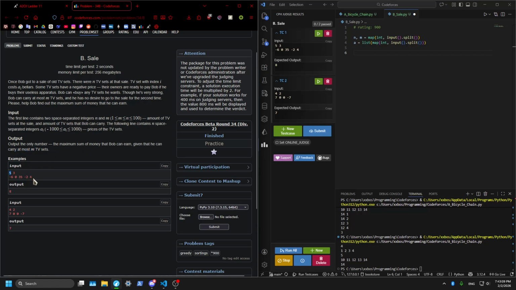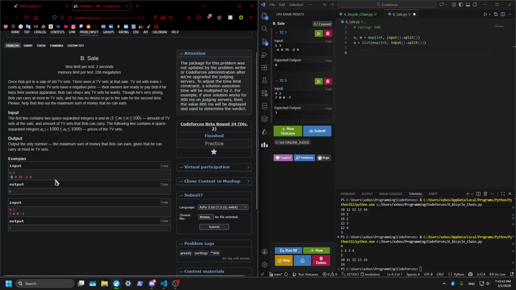So there's 5 TVs. This one's worth 35, but the output's 8? Wait, what does this mean? Once Bob got to a sale of old TV sets. There are n TVs at the sale. Some TV sets have negative price. Their owners are ready to pay Bob if he buys their useless apparatus. Oh, okay. So Bob spends this money.